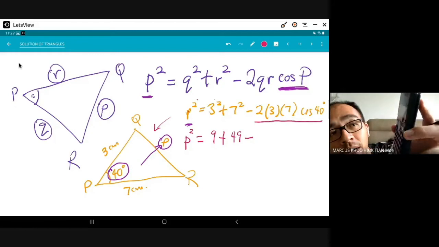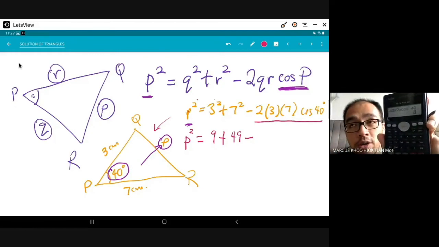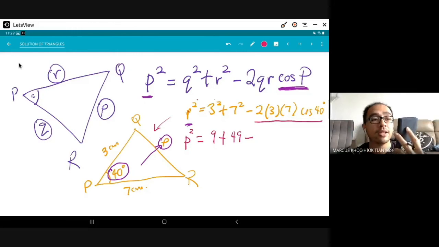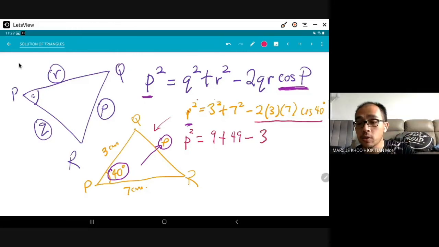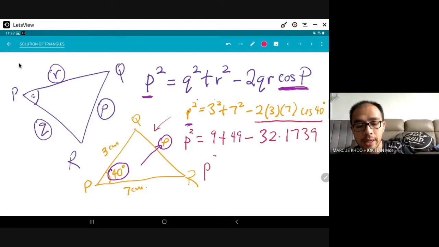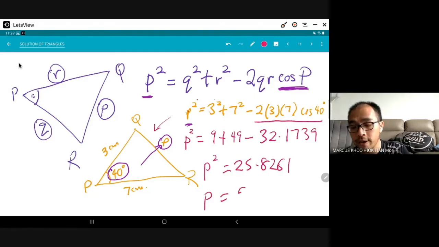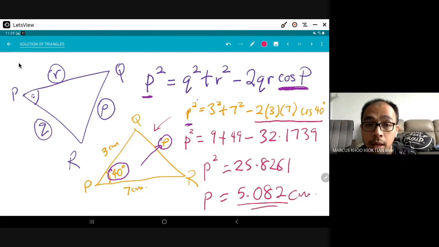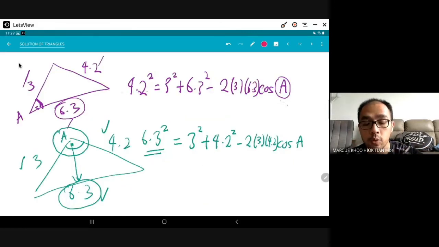Actually, sometimes I wonder, I show this calculator to the camera, I also don't know whether you all can see. Never mind. So the answer will be 32.1739, 4 decimal places. Then you calculate 9 plus 49 minus 32.1739, which is 25.8261. And then what do we do? We square root. We get 5.082 cm.